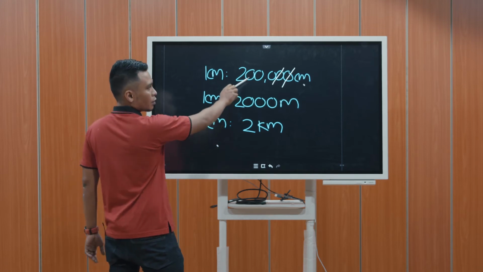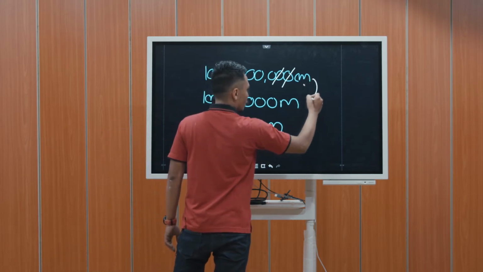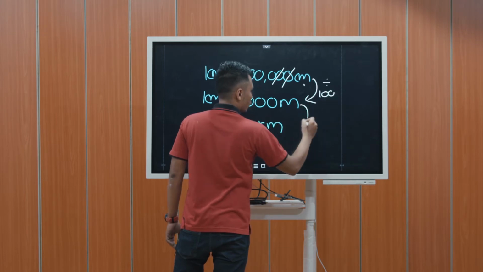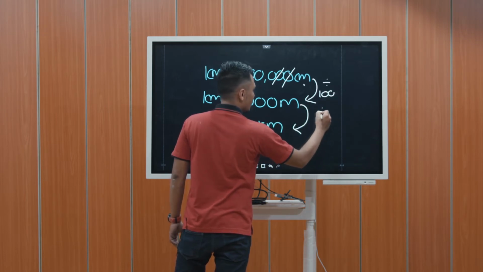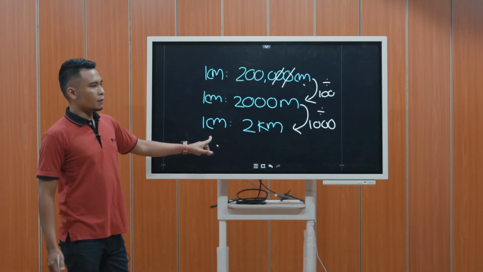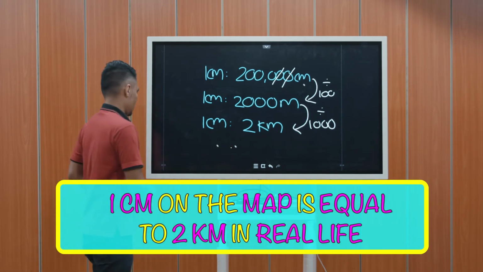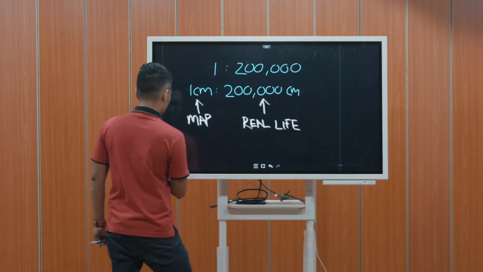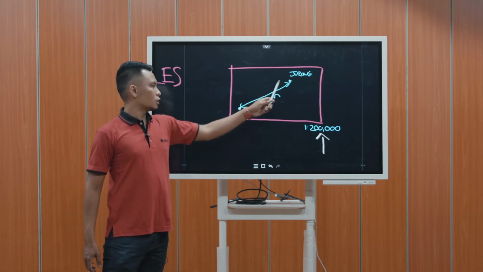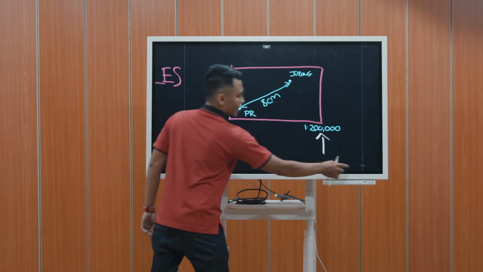I'll recap again. From centimeter to meter is divide by 100. From meter to kilometer is divide by 1,000. So 1 centimeter on the map is equivalent to 2 kilometers in real life. Let's go back to the last 2 slides. So you know that from Pasir Ris to Jurong is actually 8 centimeters on the map. So what is 8 centimeters in real life?